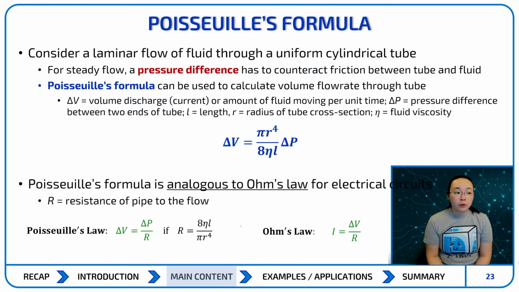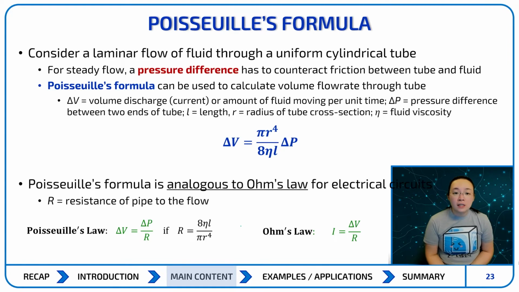So for Poiseuille's formula, the first thing we want to do is consider a laminar flow of fluid through some uniform cylindrical tube. For steady flow, you're going to have a pressure difference to counteract the friction between the tube and the fluid. Poiseuille's formula helps you represent that. So we use Poiseuille's formula to calculate the volume flow rate throughout the tube.